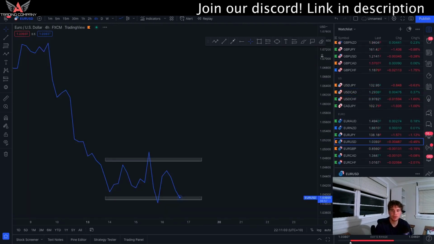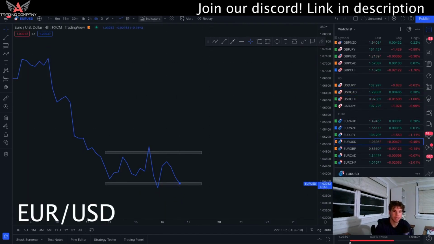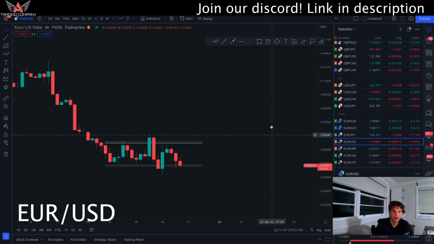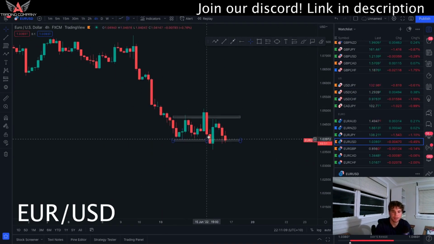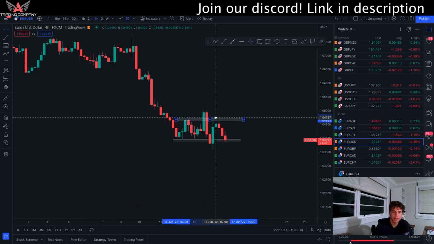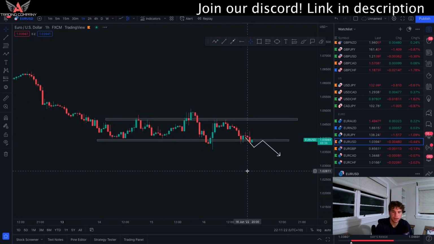Okay. Euro USD. You can already see my plan for this probably. Very, very nice consolidation area. Okay. Textbook setup we got going on here. Let's say price breaks below this sort of structure over here. We can look for price to push back and then continue down. Okay. In terms of 1 hour.